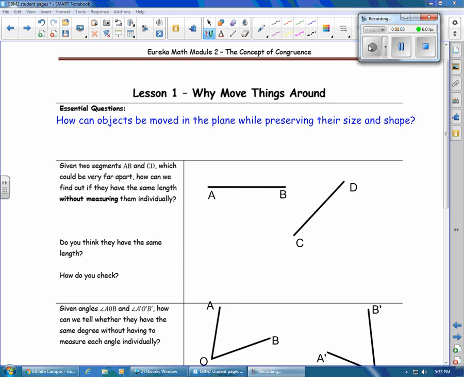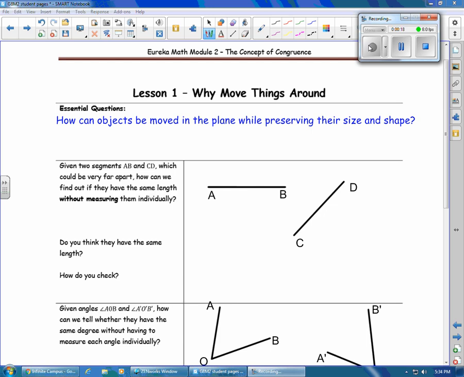This is Module 2, Lesson 1, Why Move Things Around. You should be on page 7 of your student workbook, and the essential question at the top of the page should be, how can objects be moved in the plane while preserving their size and shape?